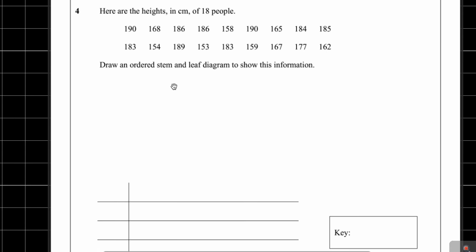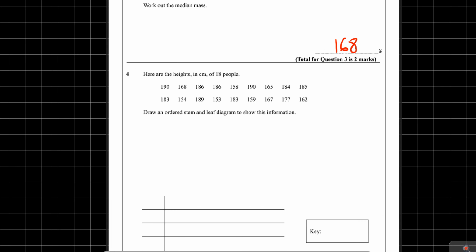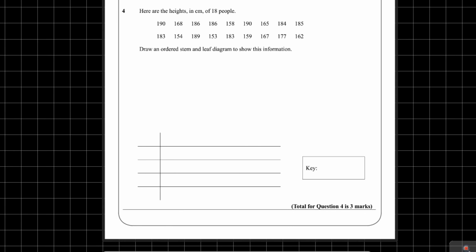So here we've got another one. Question 4 is very similar to the first two questions. Here are the heights in centimetres of 18 people. Draw an ordered stem and leaf diagram. Here we've got a 3-digit number. We take the first 2 digits and put them in our left column, and only one digit goes in the right column. The lowest value looks like 153.